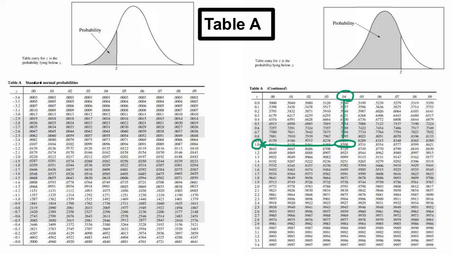Go left side first, that gives you your ones place, your decimal, and your tenths place, and then up at the top gives you your hundredths place. Z-scores are only going to go out to the hundredths place.